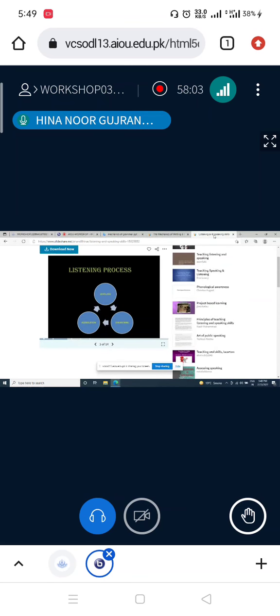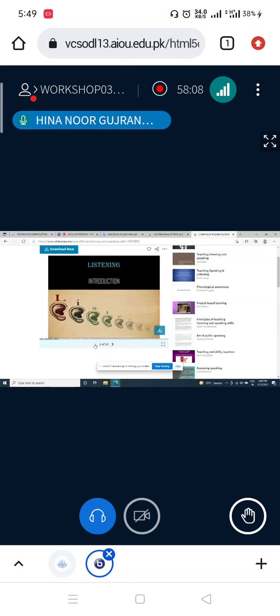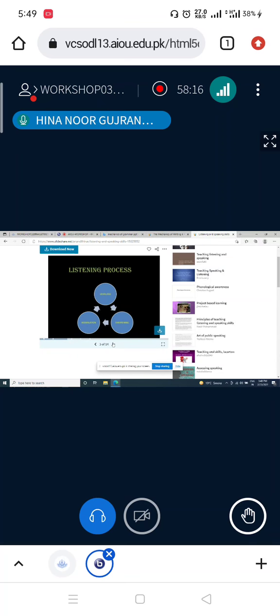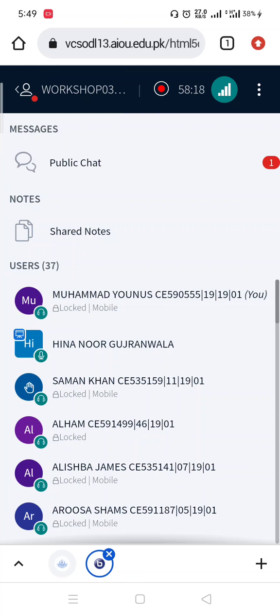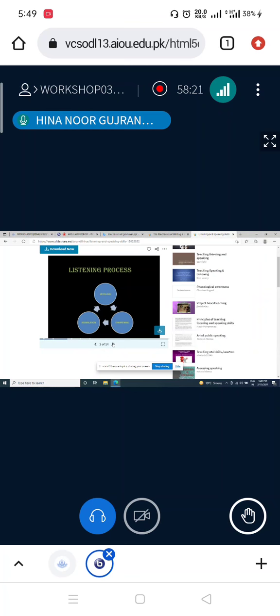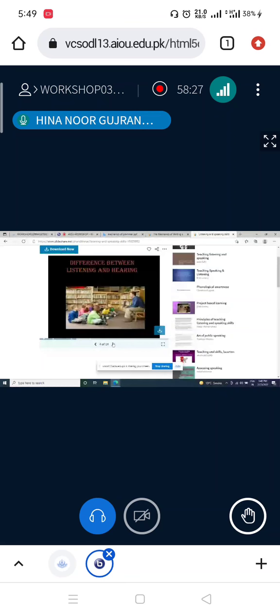ठीक है? Now, differences between listening and hearing. First of all, listen करना, ठीक है, सुनना और hearing. There is a difference in your listening and your hearing. Obviously, you will be assuming that both are synonymous to each other. ठीक है, मिलते जुलते हैं, मुतरादिफ हैं एक दूसरे के, लेकिन why there is a difference between listening and hearing. Okay, now here comes the question: what are the deterrents to the listening process?